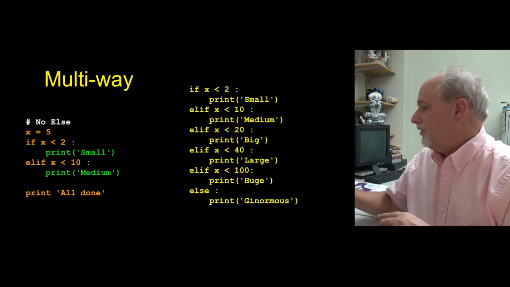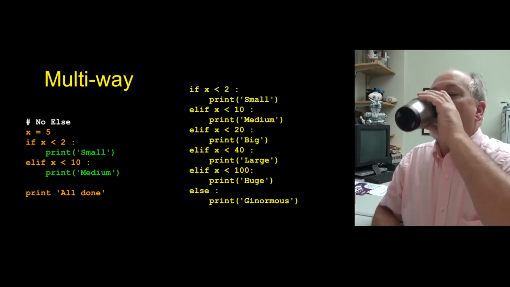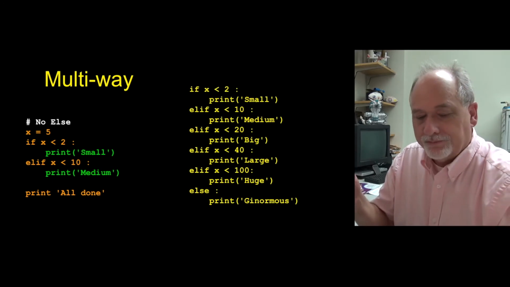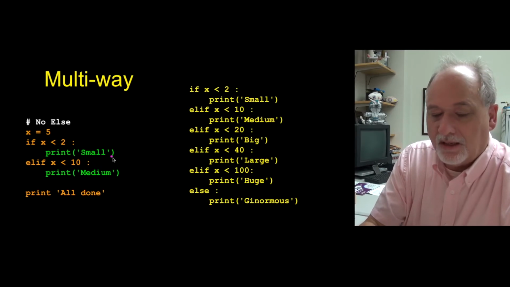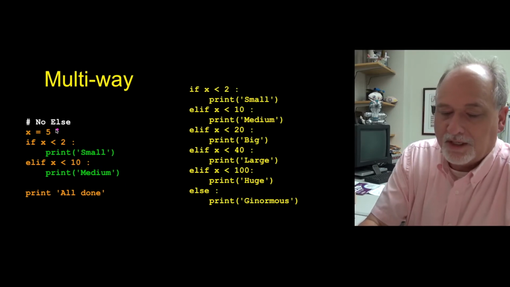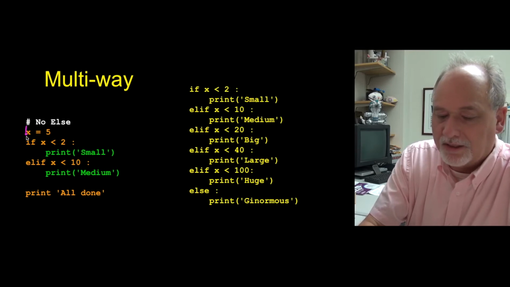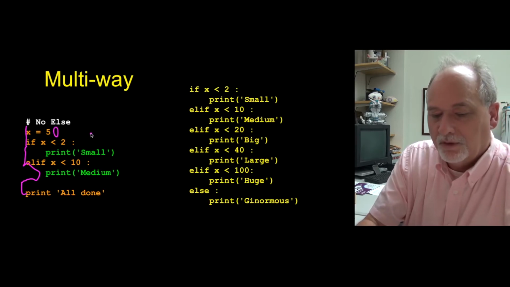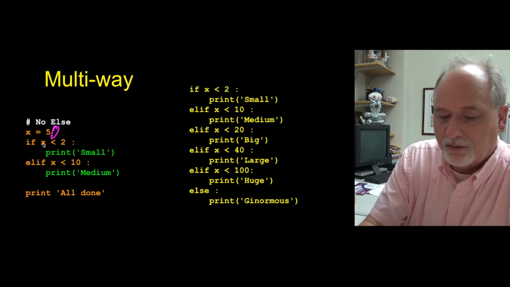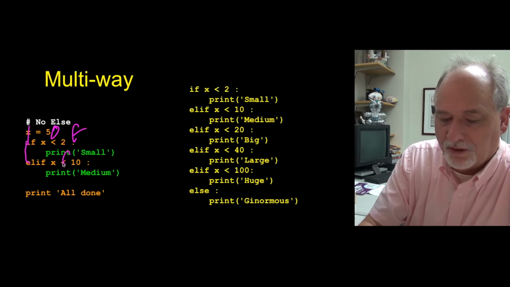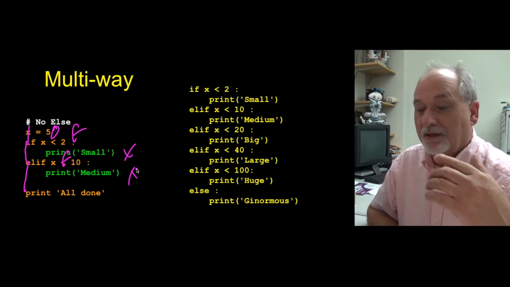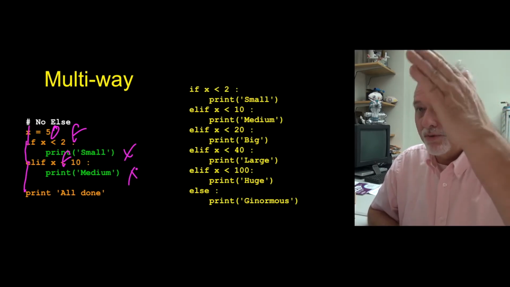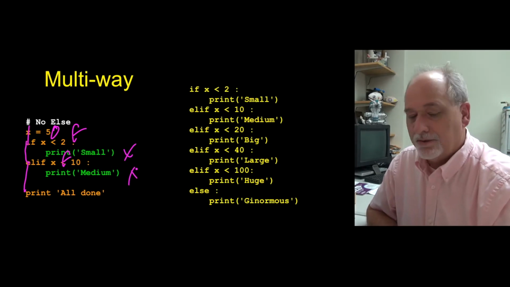There's a couple of variations on this multi-way branch. You can have no else, as in this case, and this just means that it might not run any of them. In this case, x is 5, so it's not less than 2, but then it runs this one. But if x was 50, for example, then this would be false, then it would skip, and this would still be false, and it would skip, and neither of these two would run. So if you don't have an else, you're not guaranteed that one of them is going to run, because else is like the catch-all. If the other ones are all false, then the else is the one that runs.